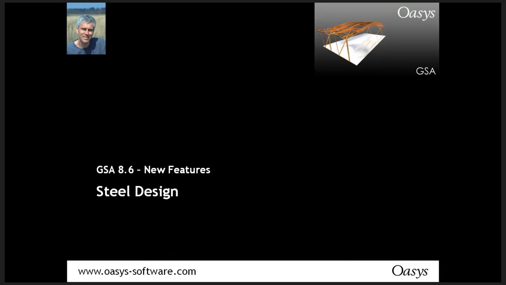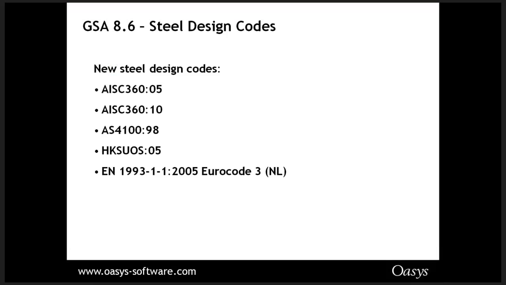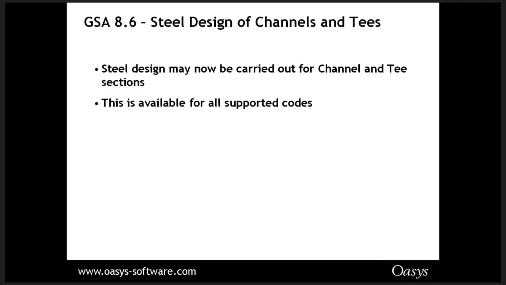Moving on to steel design, we've introduced a whole bunch of new steel design codes to work with in our steel member checker. So a couple of AISC codes, 2005 and 2010, an Australian code, a Hong Kong code, and Eurocode. And also, we've extended the range of sections that the steel design checker will work with to include channels and Ts. And those have been implemented for all the supported design codes.